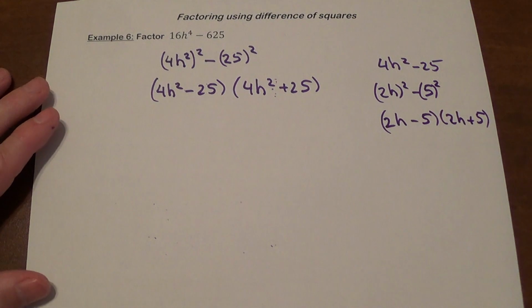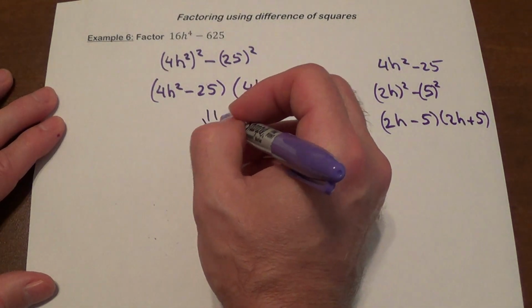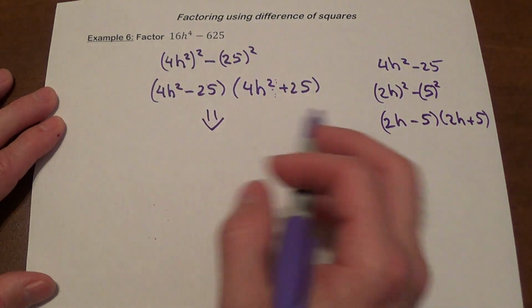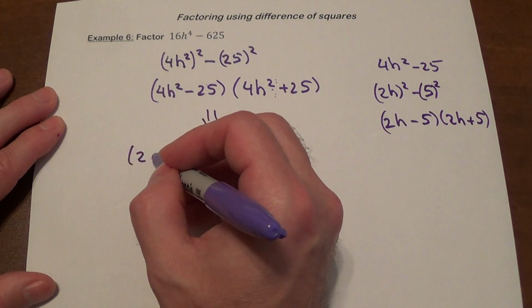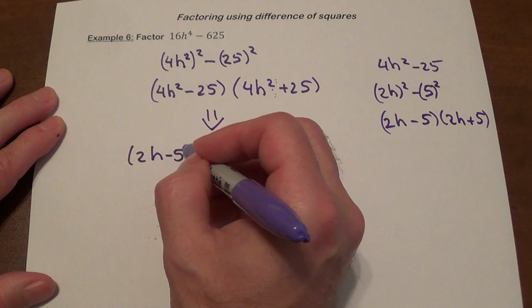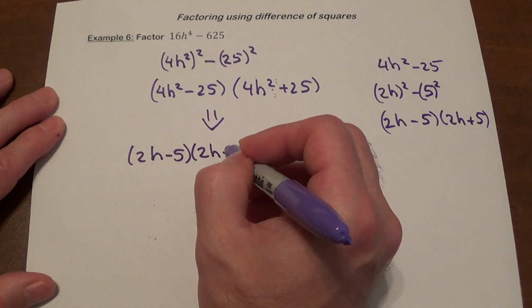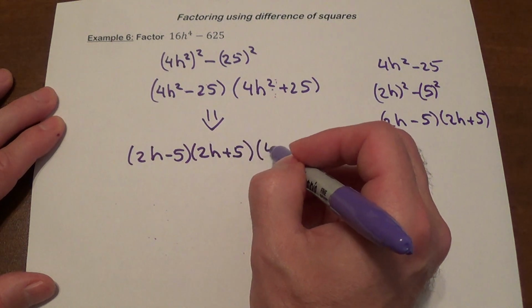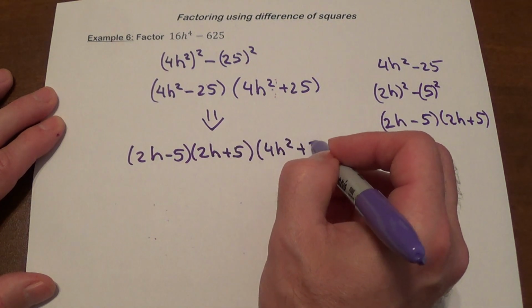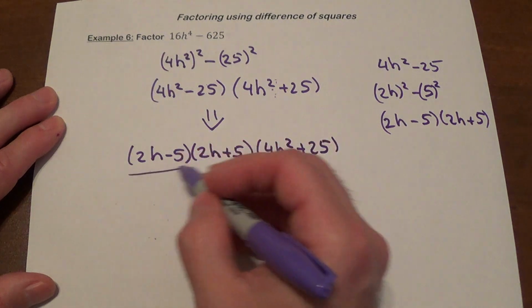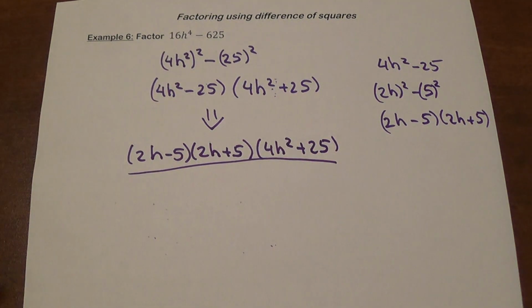So to completely factor that, we need to take this and put it here. So complete factorization here is 2h minus 5 times 2h plus 5 times 4h squared plus 25. And this one is the completely factored expression.